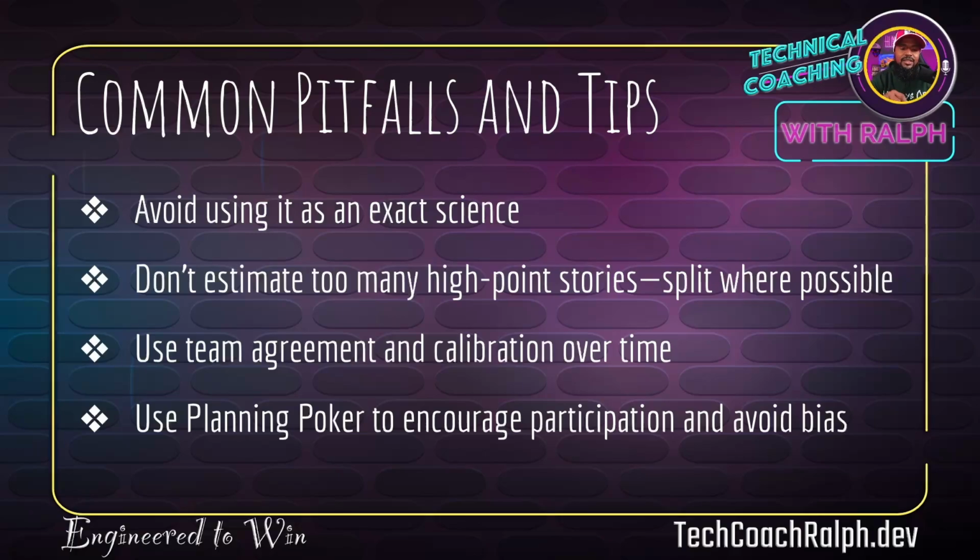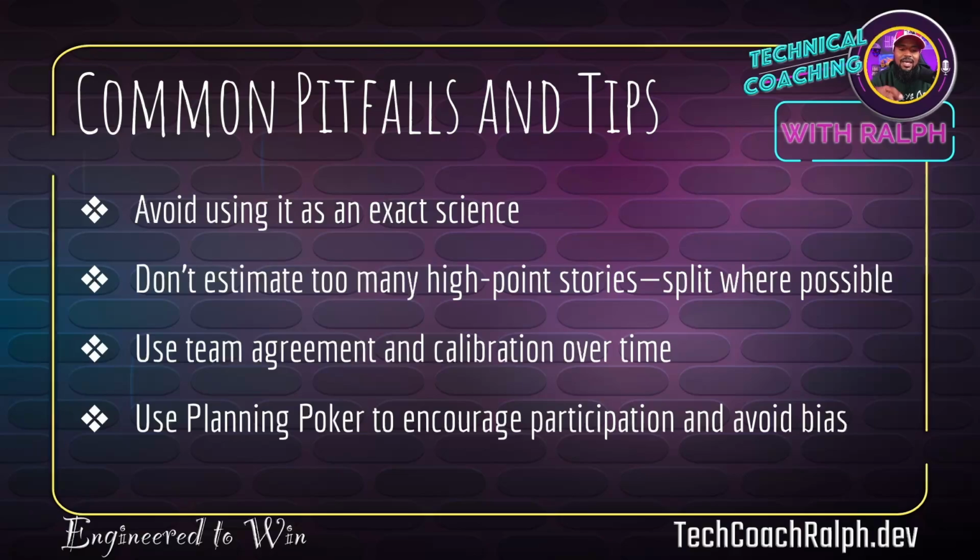Use team agreement and calibration over time. We want to get to consensus. Sometimes someone might think this is a 3, someone might think it's an 8, and you just have to argue in the right way why this is the appropriate point. And sometimes you might think it's a 5 or a 3, and the team might think it's an 8, and you just say, all right, cool, go with it, and we'll learn from that moving forward. You should never have to die on some sort of story point, right? So discuss, collaborate, calibrate, and move on, right?